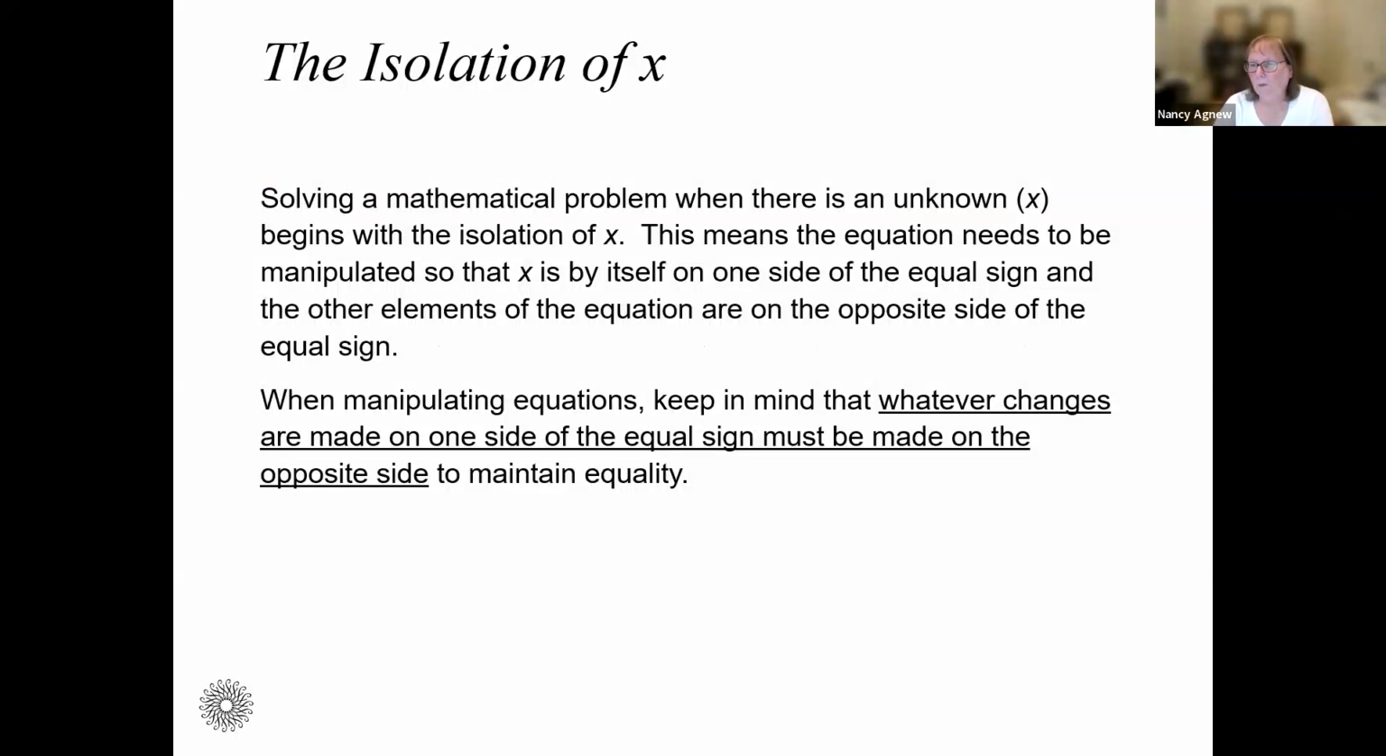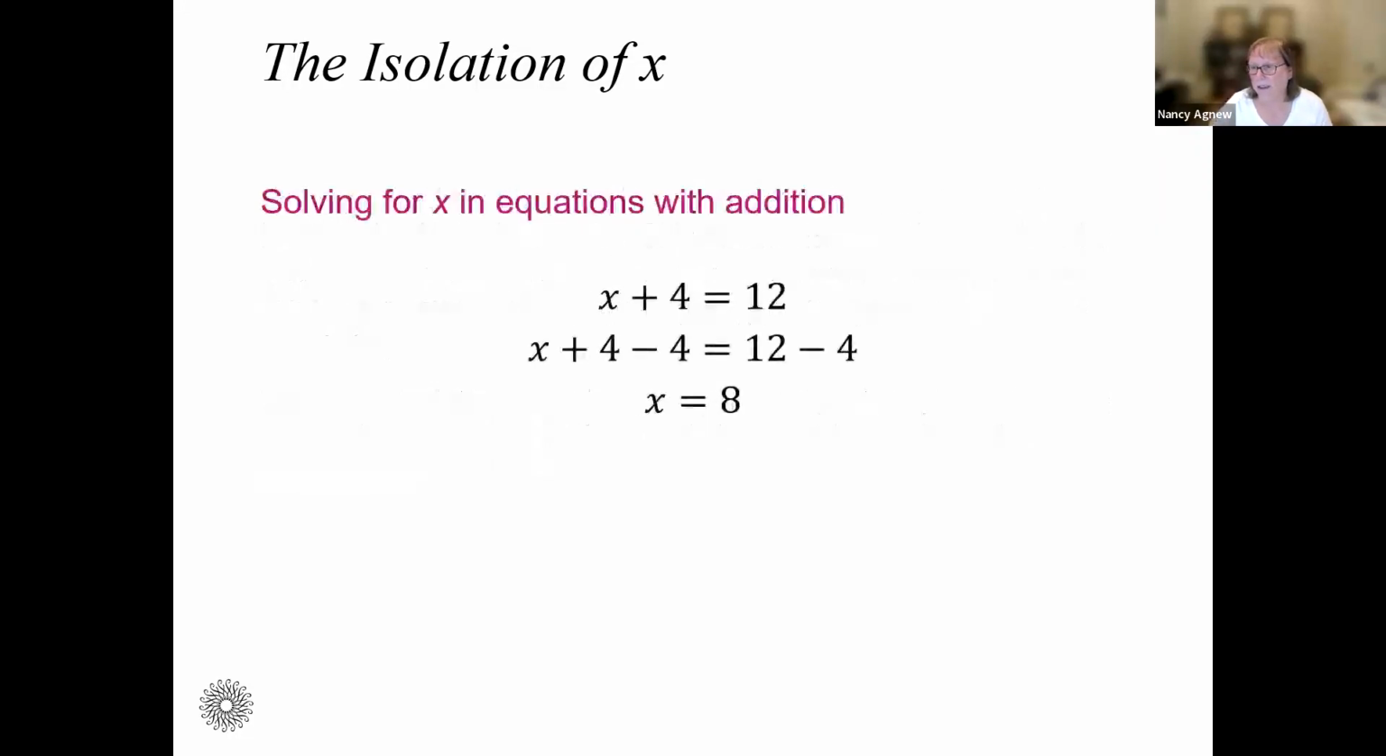So when we're solving for an unknown, when we're trying to figure out what X is in any given equation, we have to manipulate the equation so we can isolate X. In doing so, we have to make sure, because it's a statement of equality, whatever changes we make on one side of that equal sign has to be the same as the changes we make on the other. And we'll demonstrate it in the next couple of equations.